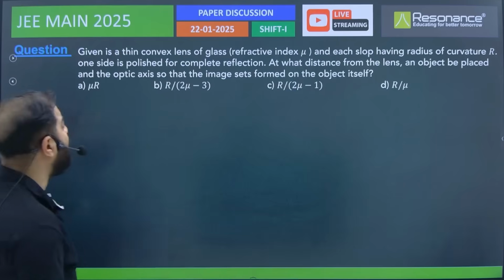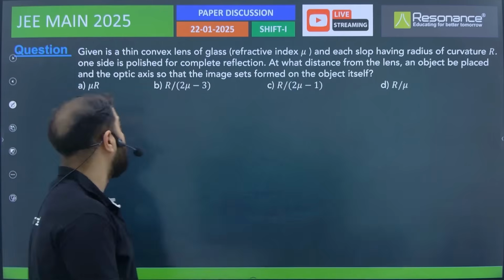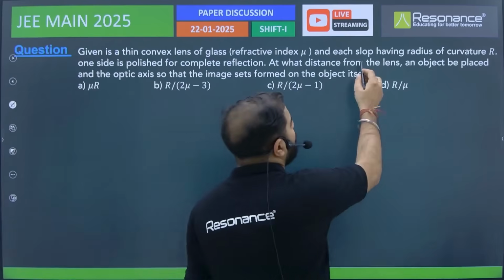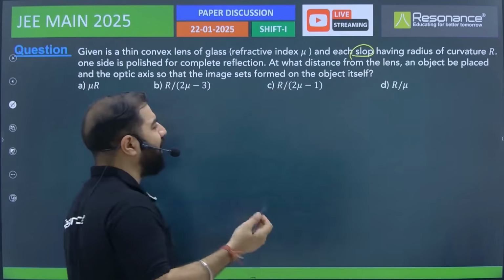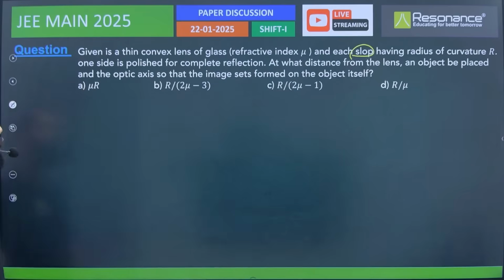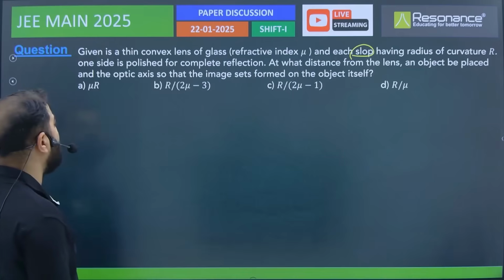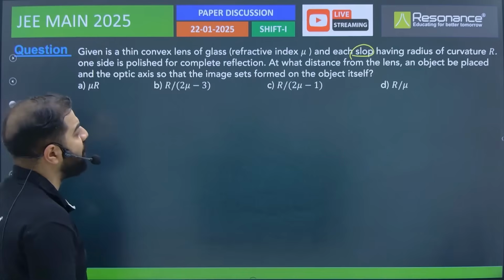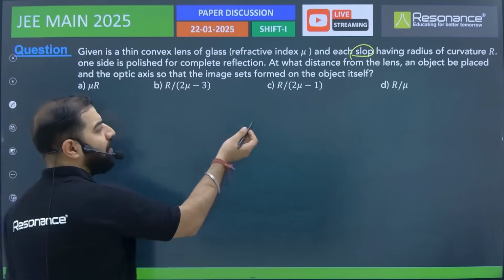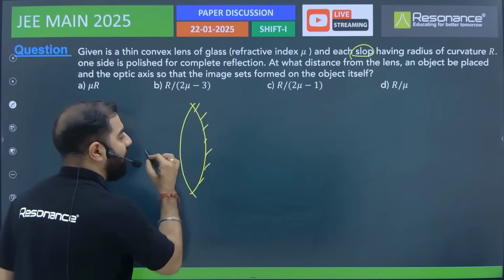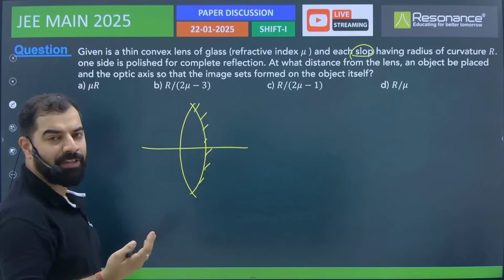Given is a thin convex lens. So it's a ray optics based question. Given is a thin convex lens of glass, each face having radius of curvature r. One side is polished for complete reflection. At what distance from the lens should an object be placed on the optical axis so that the image is formed on the object itself? So it's like you have a lens here which has been silvered from one side, so that it behaves like a mirror.